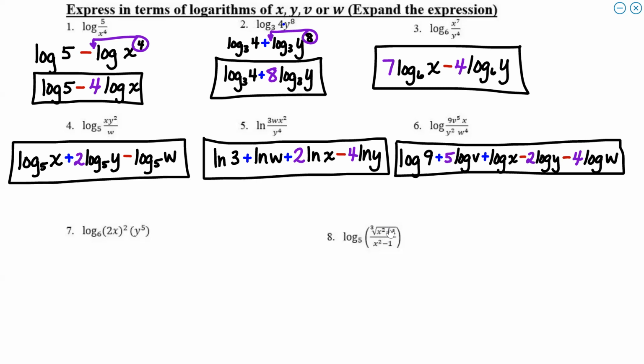But that exponent, the squared, was applied to both the 2 and the x, right? So when I go to use the product property on that first term, I need 2 log base 6 of 2 plus 2 log base 6 of x.